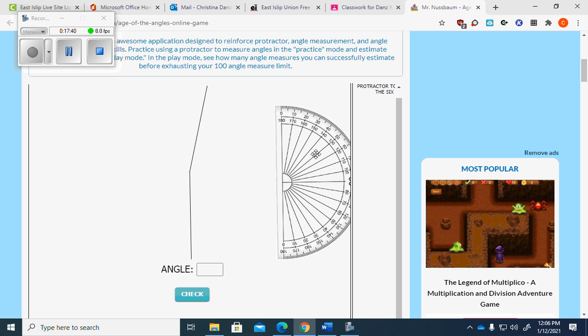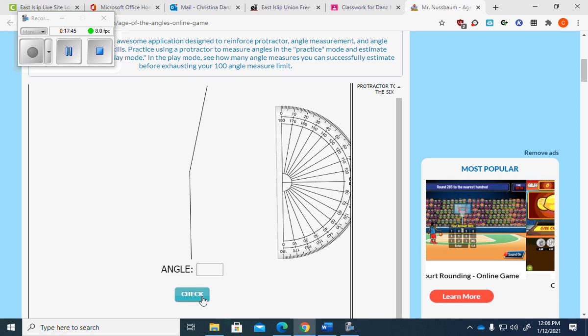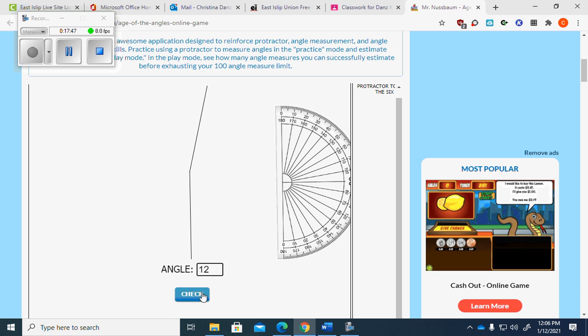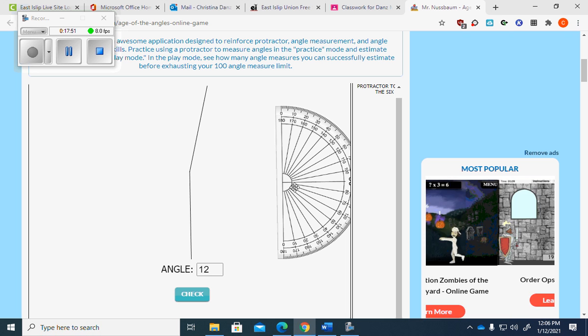Take a look at it. It's definitely not 12 degrees. 12 degrees would be a super skinny angle. But what if I put 12 degrees here? Oh, it's way off. See how it tells me how much off it is?